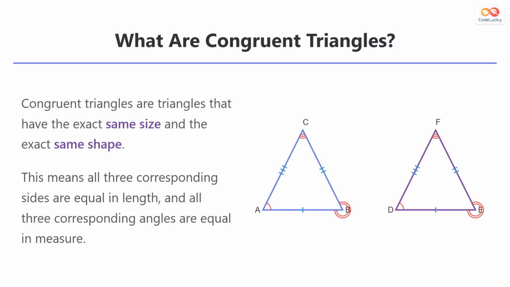First, let's define congruent triangles. In simple terms, they are clones of each other. They have the exact same size and the exact same shape. This means that if you could pick one up, it would fit perfectly on top of the other one. All three sides have the same length, and all three angles have the same measurement.